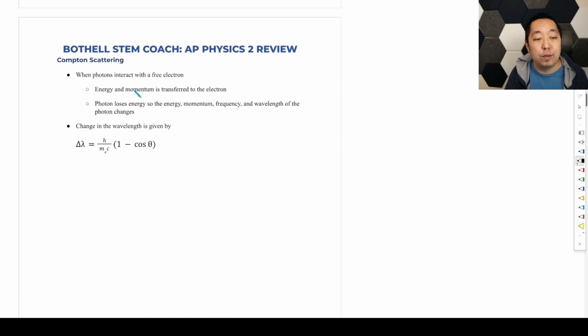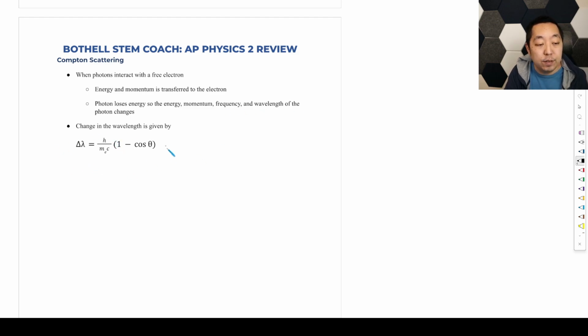Compton scattering is when photons interact with a free electron, so energy and momentum are transferred to the electron. So the photon loses some energy and some momentum, and frequency and wavelength all change. Because you give some kinetic energy to the electron, it hits it, the electron scatters off and gains kinetic energy, so the photon must lose some energy, and that means lower frequency or higher wavelength. The momentum changes because of the scattering, but overall momentum is conserved, because remember, photons have some momentum.